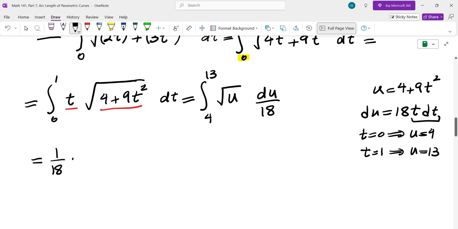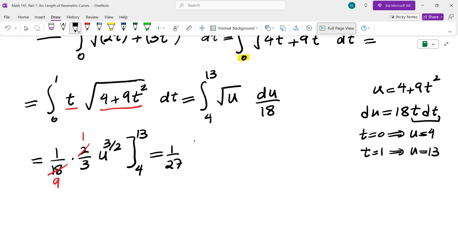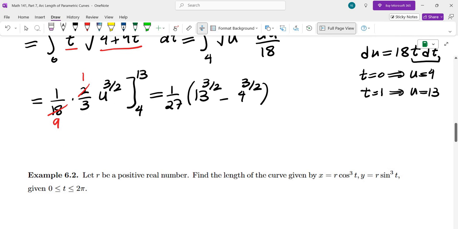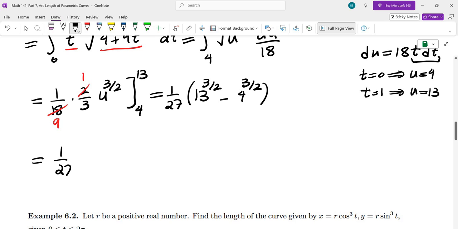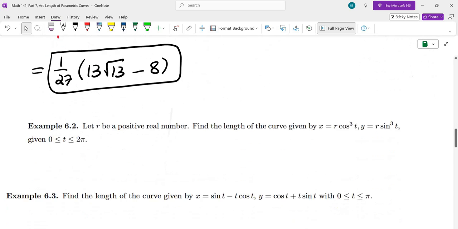We can integrate that by adding 1 to the exponent and multiplying by 2/3, so we get u to the power of 3/2 from 4 to 13. This is going to simplify. This is going to become 1. This is 9, so that is 1 over 27 times 13 to the 3/2 minus 4 to the 3/2. And that is equal to 1 over 27, 13 root 13 minus 4 to the 3/2, which is 2 cubed, which is 8. So this is going to be the arc length of this curve.